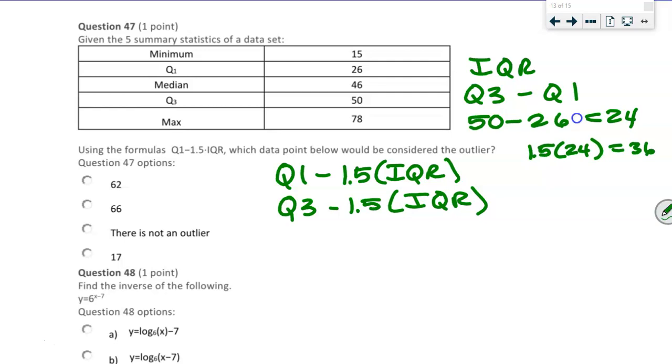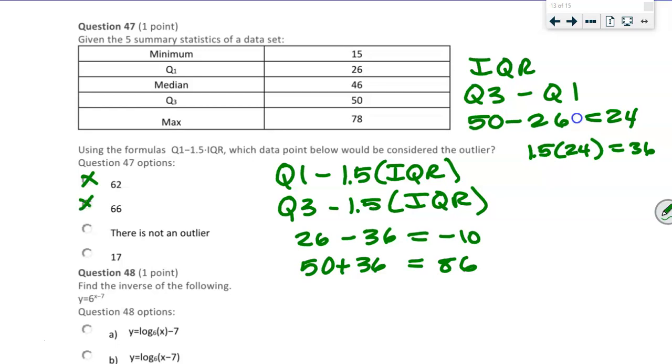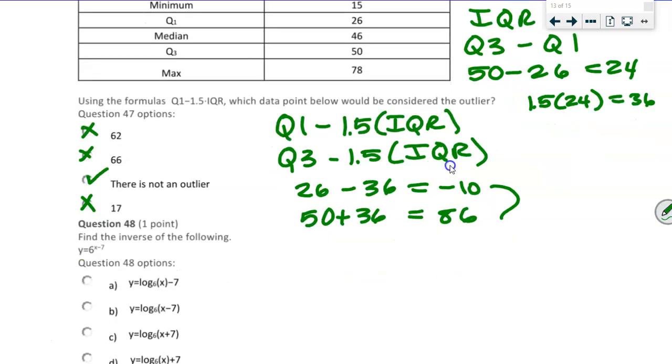So then we're going to take our Q1, which is 26, and subtract 36 from that. So that's going to give us negative 10. And then we're also going to take our 50, and add the 36 to that. That's going to give us 86. So that's not 1, that's not 1, that's not 1. So obviously there is no outlier, right? So these are the boundaries right here, guys, for our outlier.